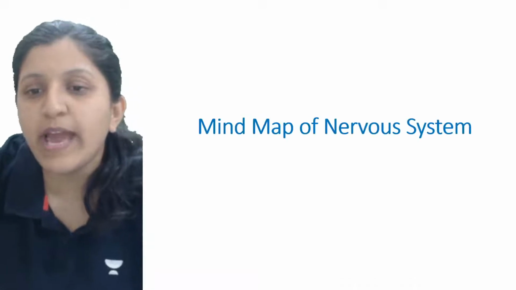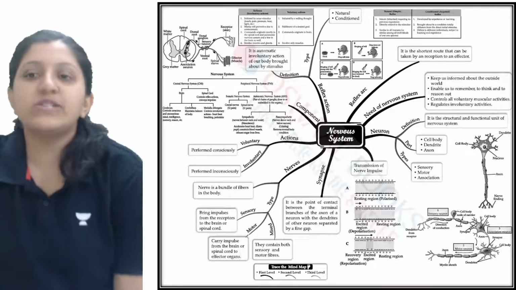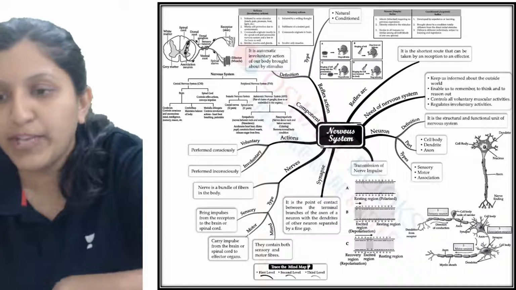The mind map that I have added here is taken from Oswald Publications. So let's have a look at the mind map of the nervous system. This is the overall mind map.